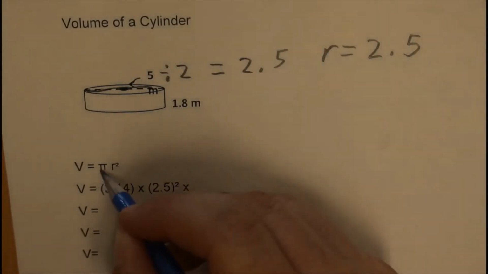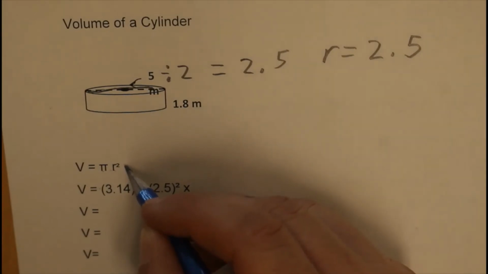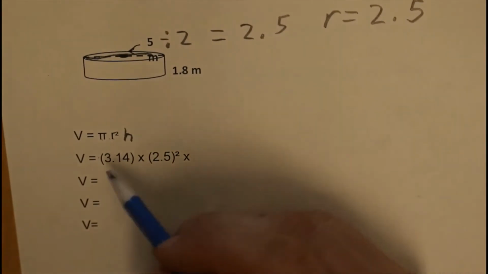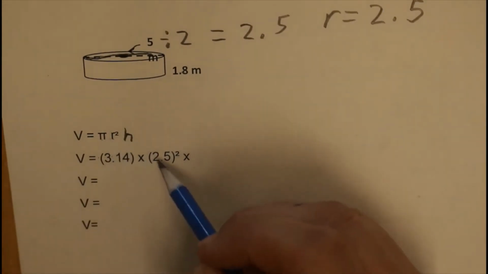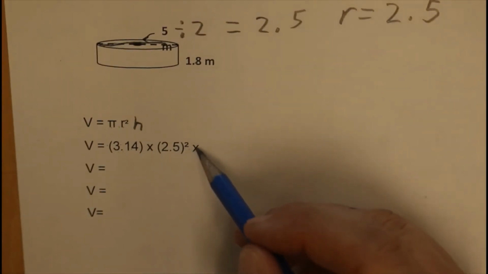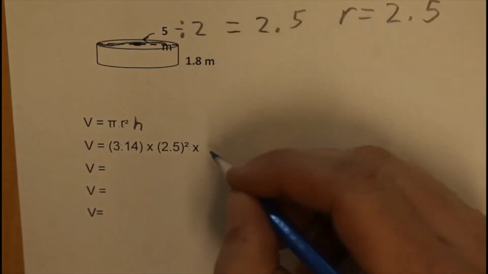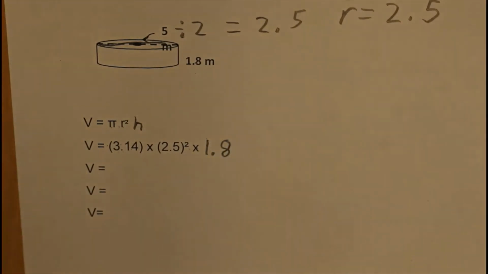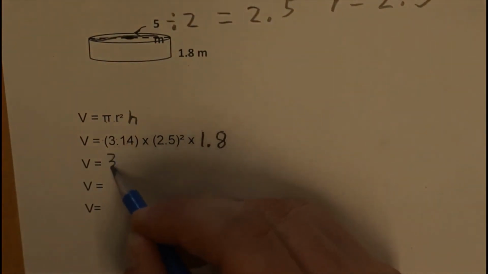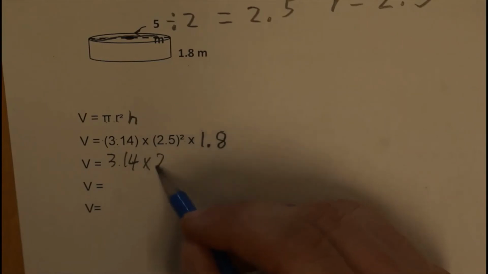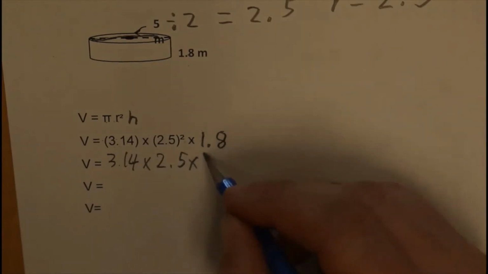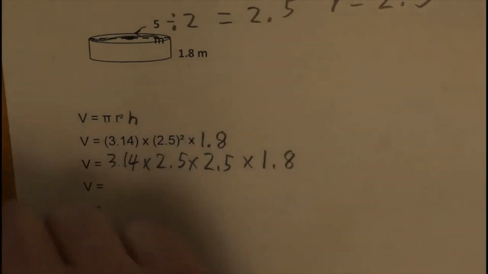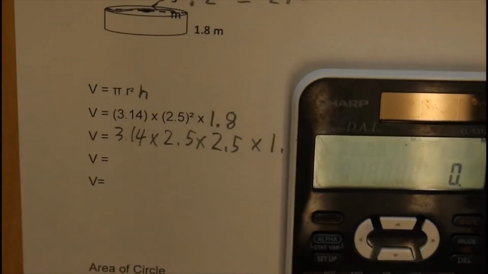So what is missing here? Pi times radius squared times height. The height right there is going to be 1.8. So 3.14, that's pi. Radius is 2.5, we found out, squared, times the height, which is 1.8, pardon me. Then 3.14 times 2.5 times 2.5, because that's the same as squared, times 1.8. And you're just plugging it in there, and that's it, that's all.